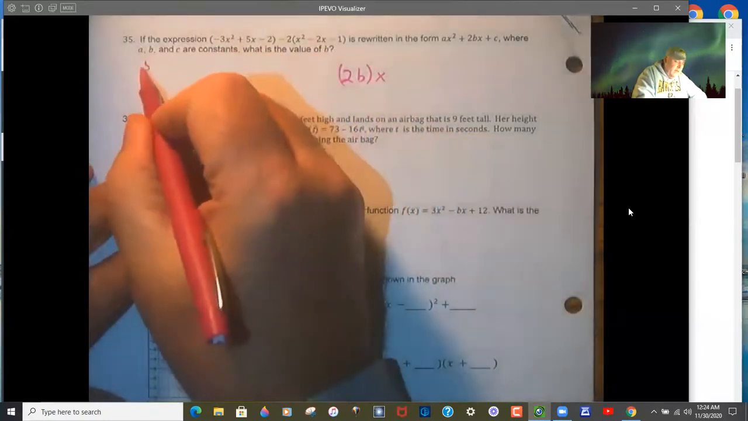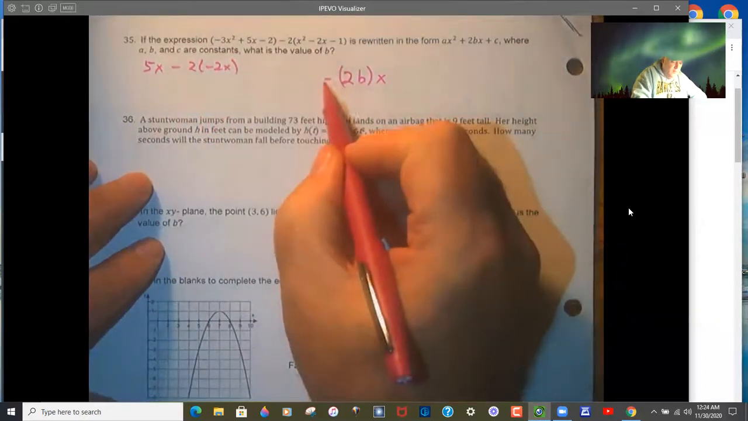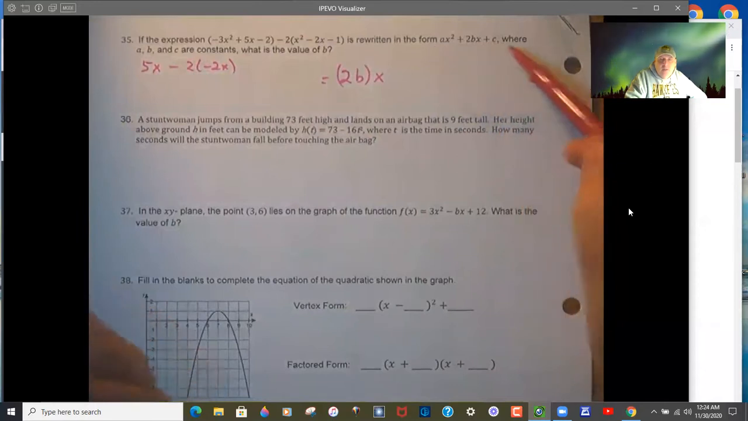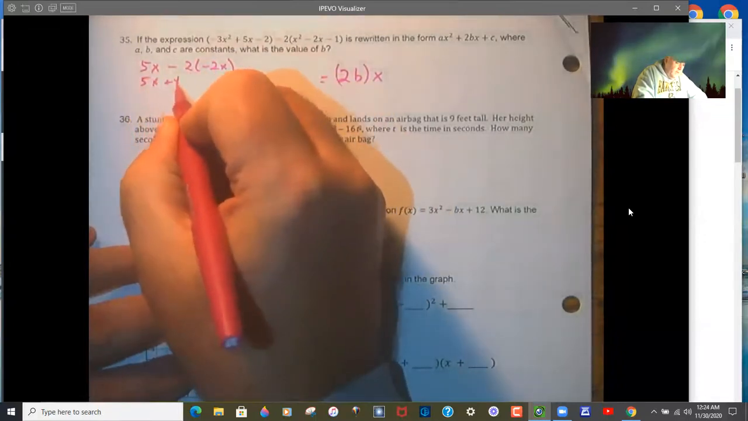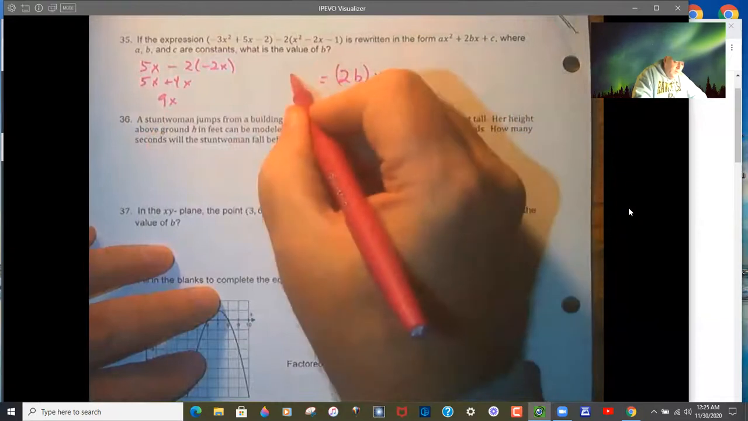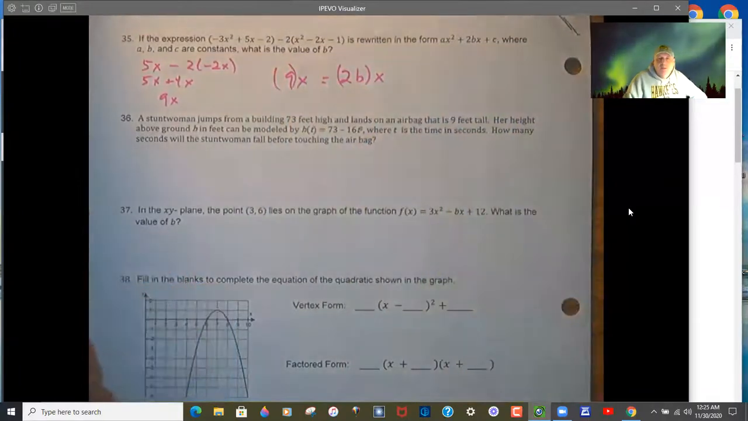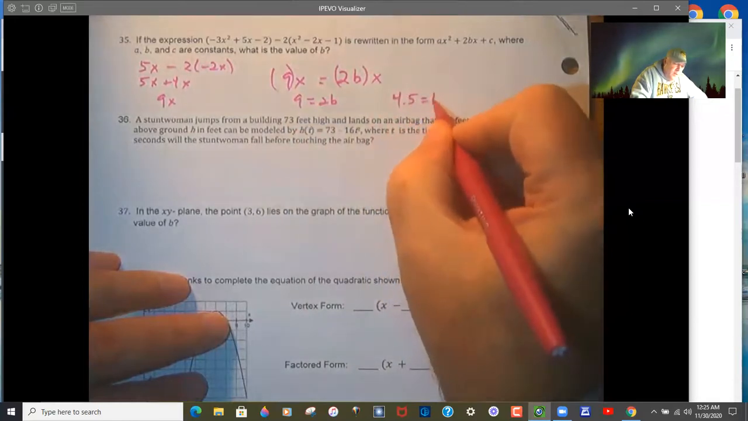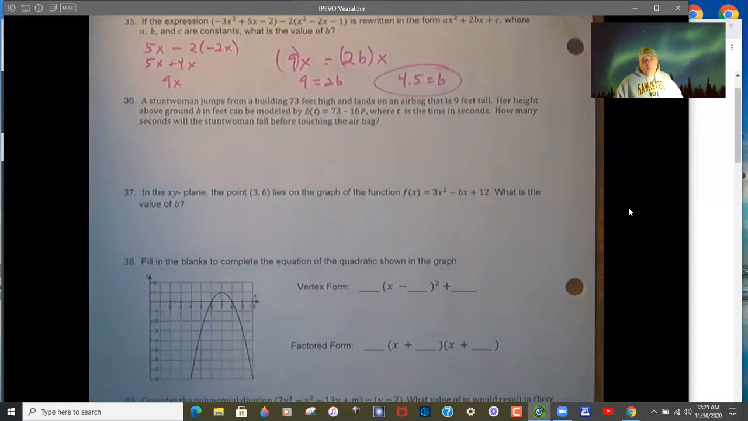So we've got 5x minus 2 times negative 2x. That's the only part we want because that's the only piece we're considering here. We don't care about the squares and then the numbers added together. So this will be 5x plus 4x, which is 9x. So 9x equals that. So 9 must equal 2b. So 4.5 is B. And there's no choice for that because the last page of your test is going to be these more open-ended questions that you'll have to deal with.